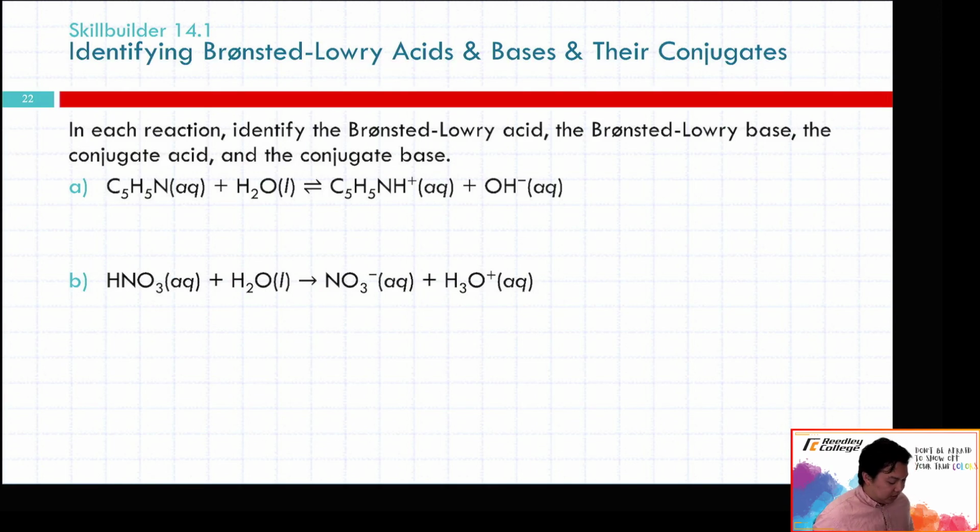So let's look at each of these reactions, and let's identify the Bronsted-Lowry acid, Bronsted-Lowry base, and then we'll identify the conjugate acid and the conjugate base. So, actually, let's just do this. Okay, what is our C5H5N? Is that acid or base? You can just put it in the chat. C5H5N. Bronsted-Lowry base.